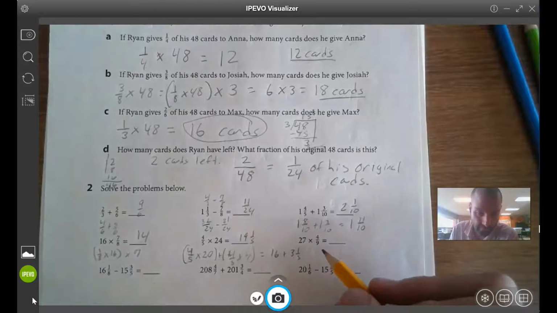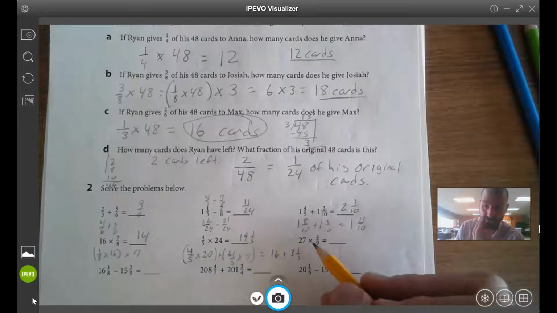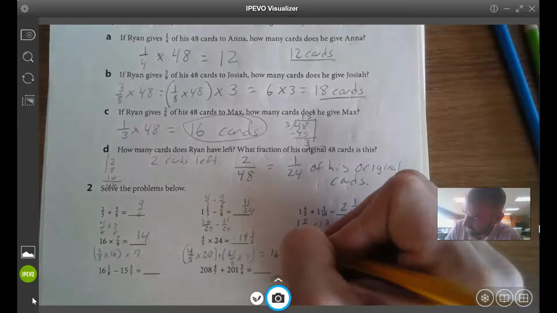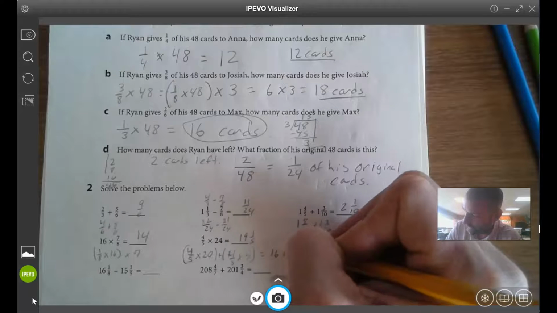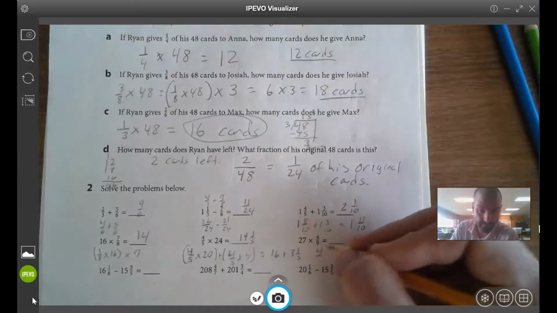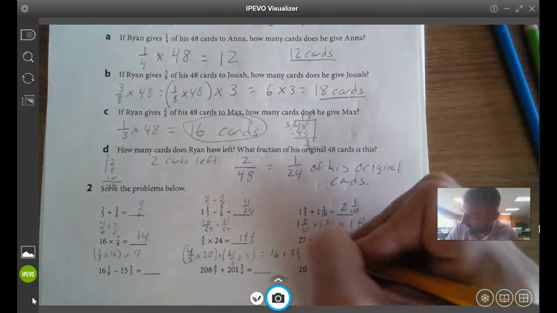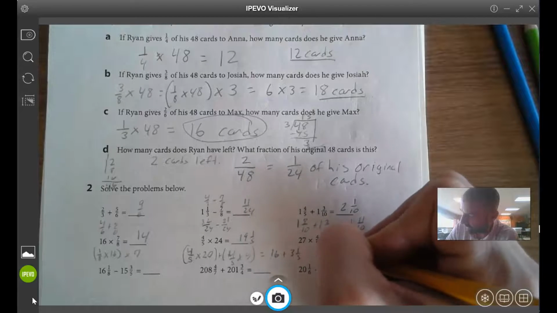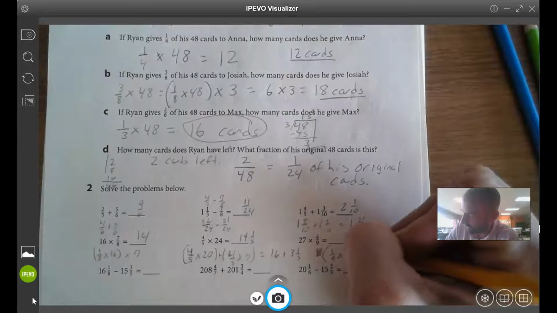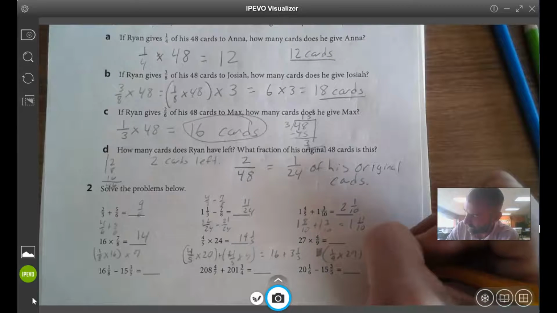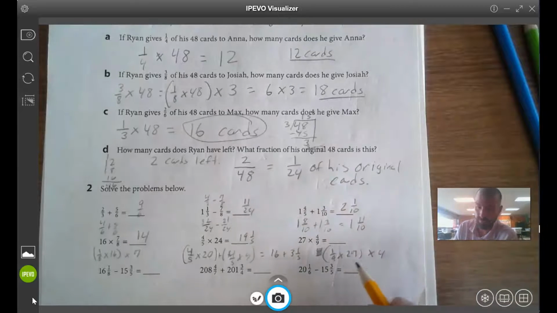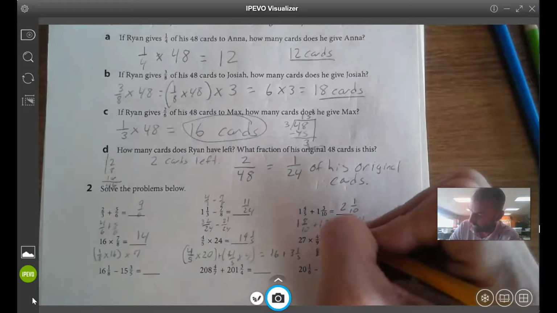27 times 4/9. Ooh. 9 goes into 27. So I can just think that through. 1/9 is 3. Let's write that out. So 1/9 times 27 times 4. So 1/9 of 27 is 3 times 4 is 12.